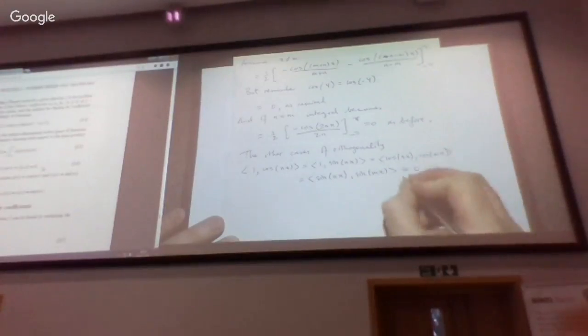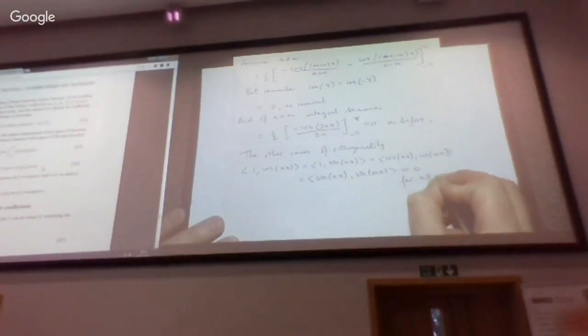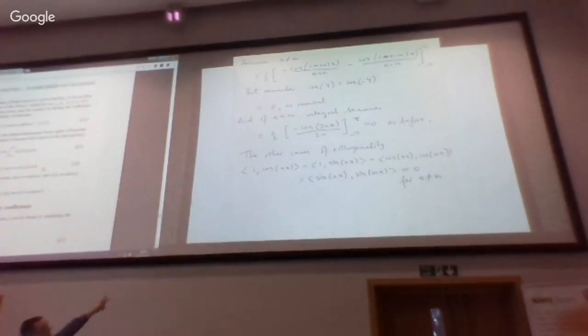These are all equal to 0. I must say n is not equal to m, so we've got two different cosine functions, two different sine functions. These are the remaining cases of orthogonality that you have to prove whenever you take two different functions from the family F. So these are left as exercises.